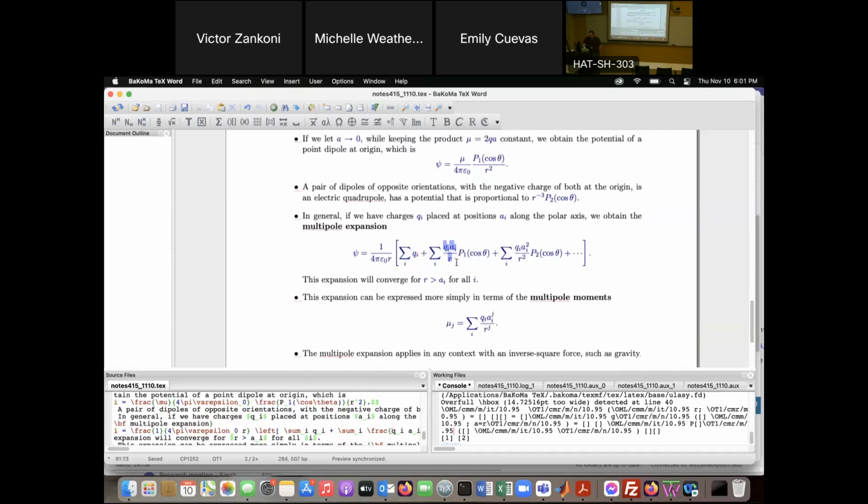These expressions that are multiplying Legendre polynomials, the sum of q times a to a power over r to a power, are called multipole moments. So in other words, what you have in square brackets here is an infinite sum of multipole moments times Legendre polynomials of cosine theta.